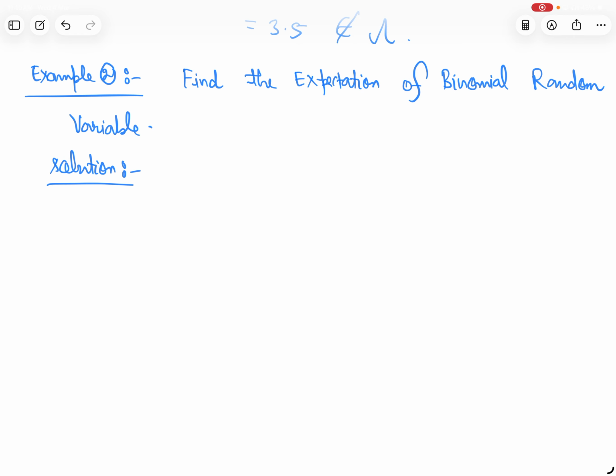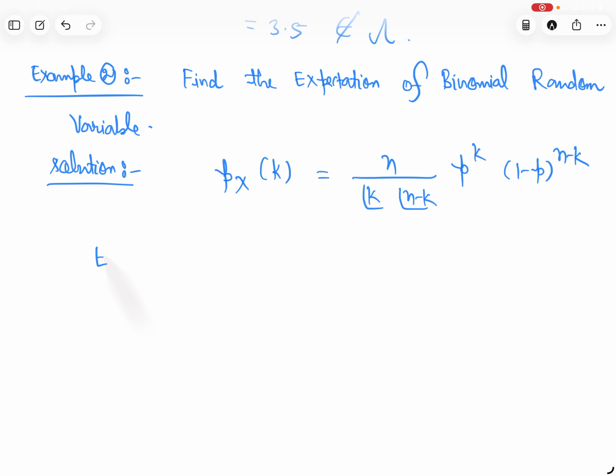If you remember, in the binomial distribution, the probability mass function is given by n factorial upon k factorial (n minus k) factorial, p to the power k, (1 minus p) to the power n minus k. If you remember, you can recall it. Then can you tell me what will be the expectation?